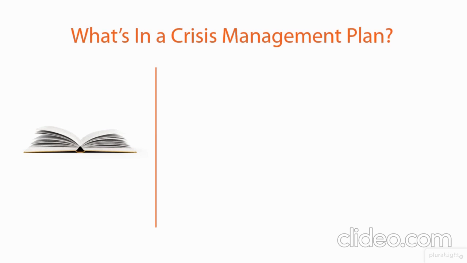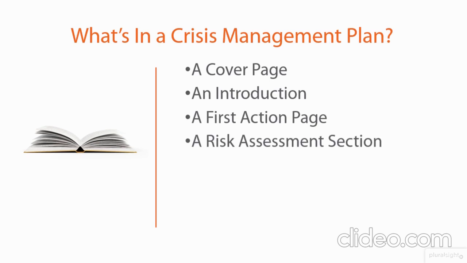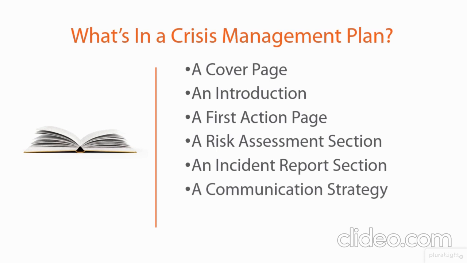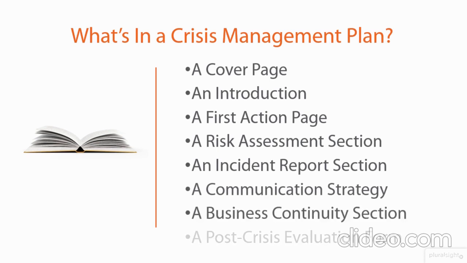So, what's in a crisis management plan? Well, this module is going to cover the main sections that should usually be included. Though it isn't comprehensive and you should feel free to enhance or expand the elements of the plan according to your specific situation, even the most bare-bones management plans usually have the following elements: a cover page, an introduction, a first action page, a risk assessment section, an incident report section, a communication strategy section, a business continuity section, and a post-crisis evaluation form. We're going to be discussing each of these in detail over the next several clips, so let's go ahead and get right to it.